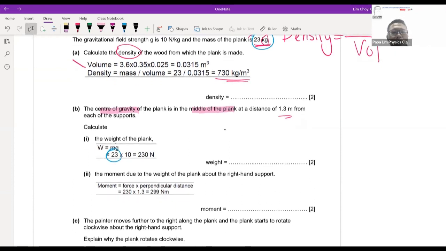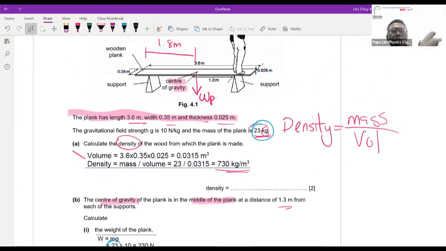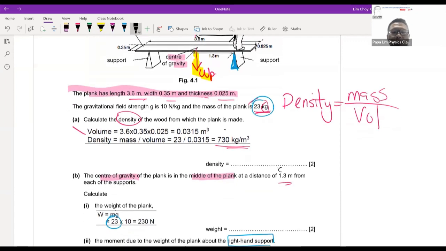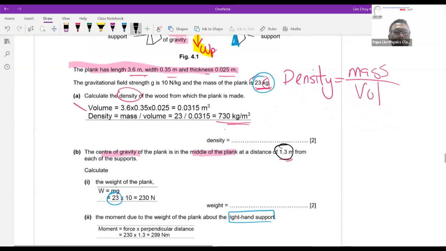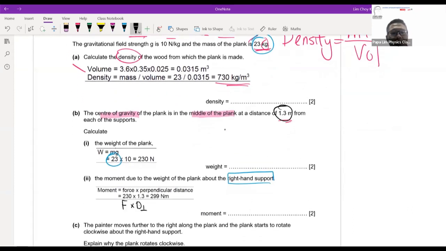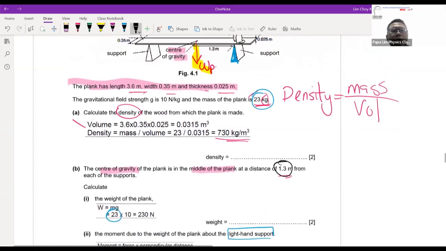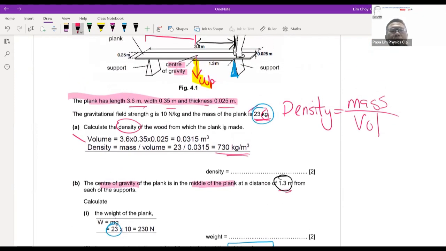Now the moment due to the weight about the right hand support. The right hand support means this is the pivot I'm looking at, and the force I'm looking at is the weight of the plank. The perpendicular distance is the perpendicular distance between the force and the support, which is 1.3 meter, given by the question already. So force times perpendicular distance gives us a nice answer of 299 Newton meter. This gives us what we call the anti-clockwise moment.